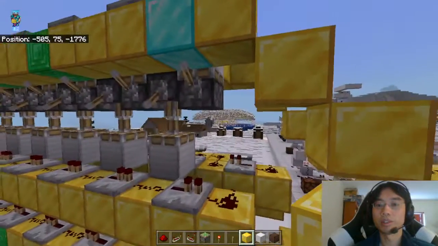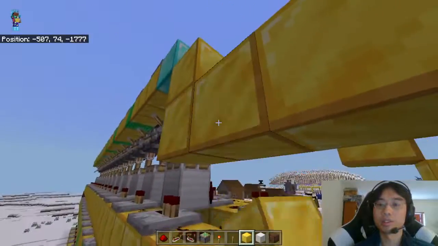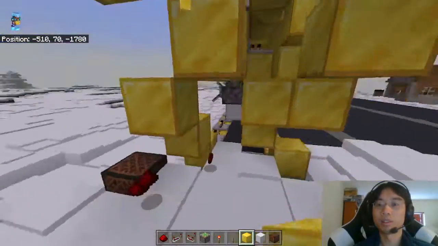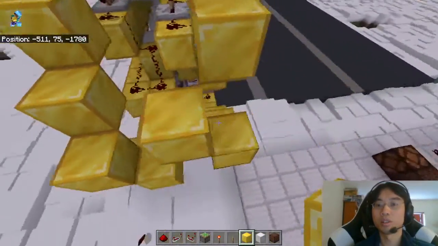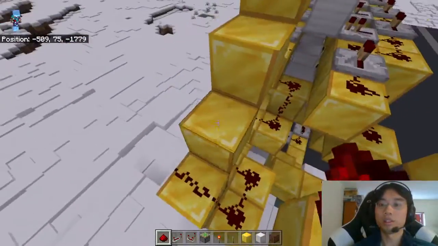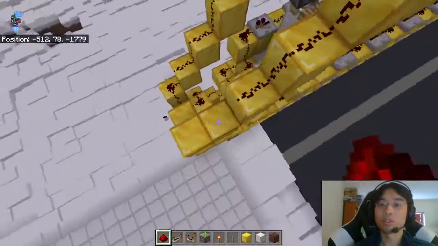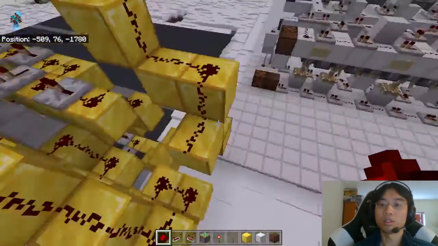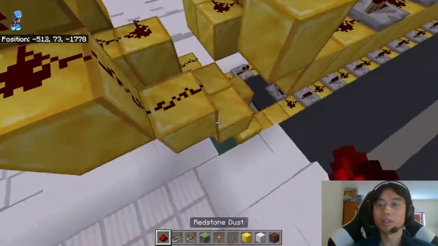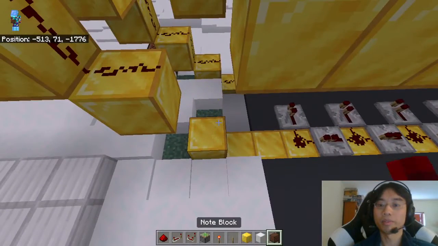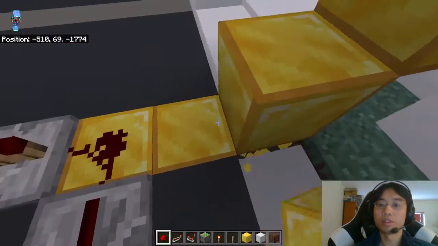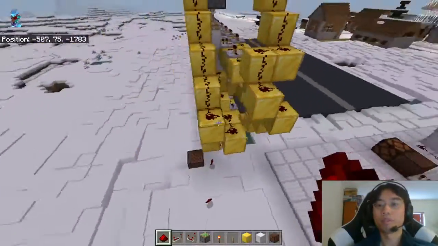If I lower this by one, does this do what I think it does? So that goes around here and here. And there, and then this goes. I see, we're missing a block here, that's why. That way, that way. Why are we doing that? We can just come straight down there. Right.